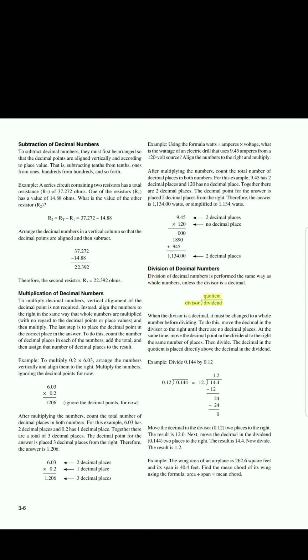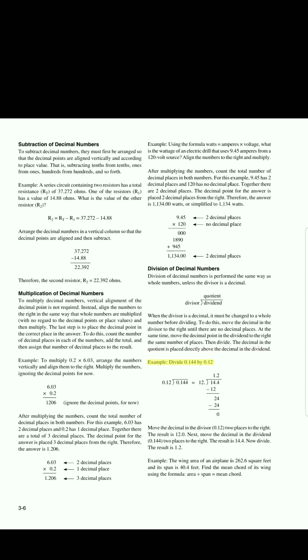Quotient, divisor, dividend. When the divisor is a decimal, it must be changed to a whole number before dividing. To do this, move the decimal in the divisor to the right until there are no decimal places. At the same time, move the decimal point in the dividend to the right the same number of places. Then divide. The decimal in the quotient is placed directly above the decimal in the dividend.